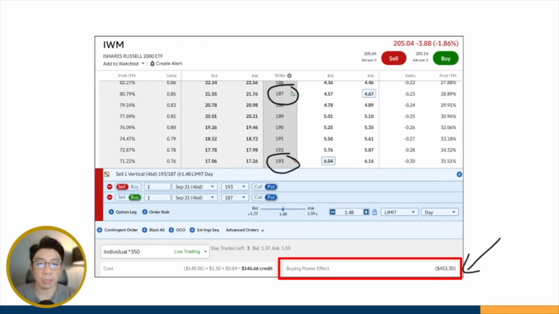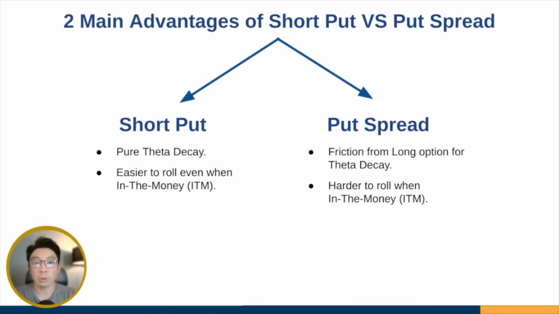And I understand from some people, because you have reached out to me, that you specifically want the short put, not the put spread, mainly because of two advantages. So for those of you who are not aware of the advantage of the short put versus the put spread, there are basically two main advantages. The very first main advantage is that you have the pure theta decay. Pure theta decay because you only have one short option, whereas for the put spread, there's the friction from the long option.